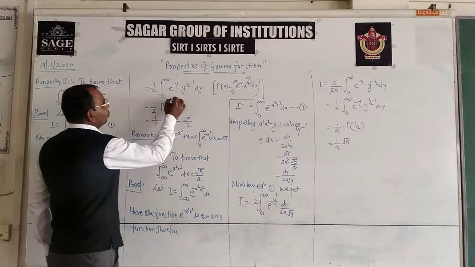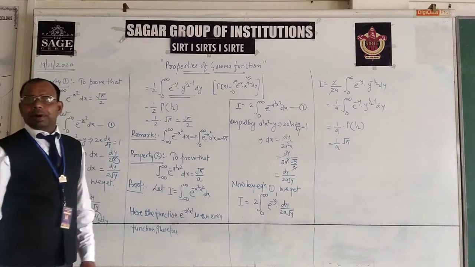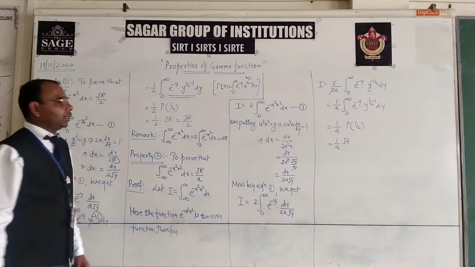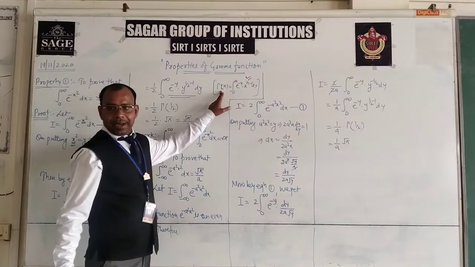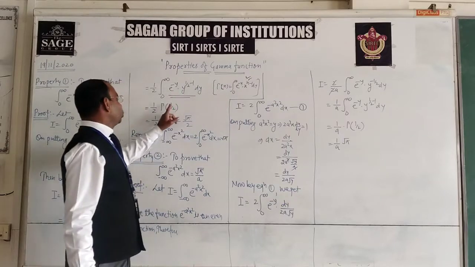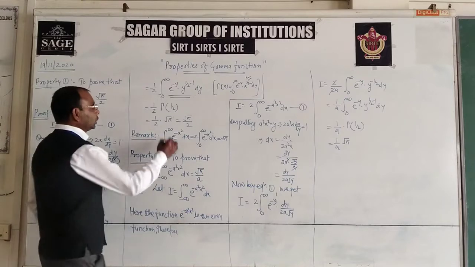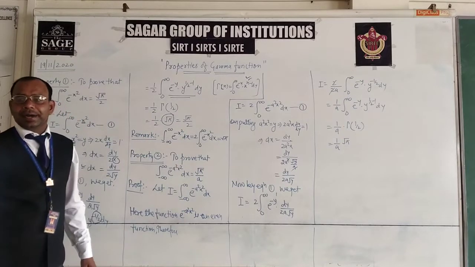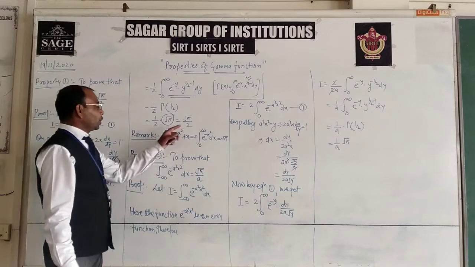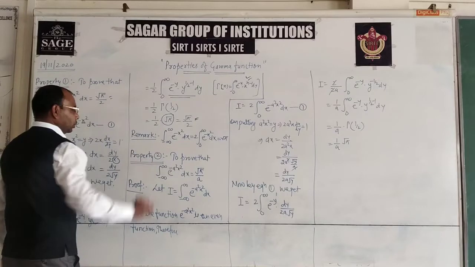Now we have 1 by 2 times the integral of e to the power minus y times y to the power 1 by 2 minus 1 dy. This is gamma n, so n means 1 by 2. Therefore it is 1 by 2 gamma 1 by 2. Gamma 1 by 2 is under root pi. So therefore root pi upon 2, this is the proof.